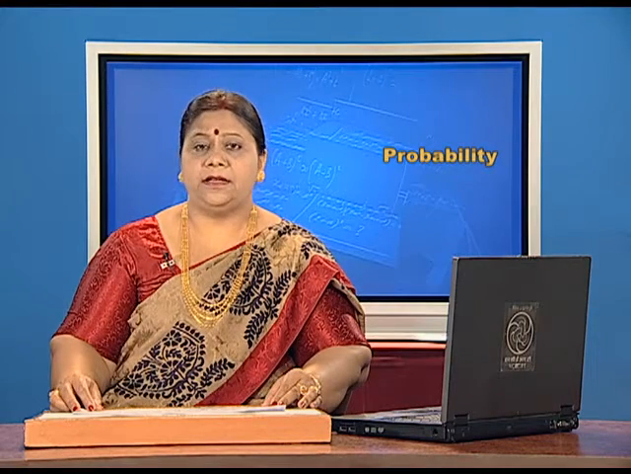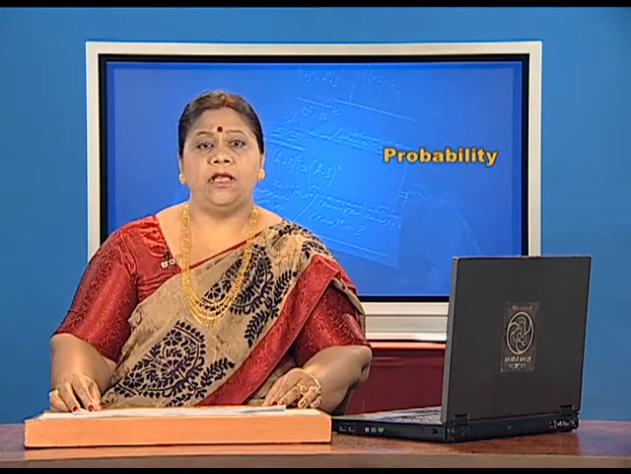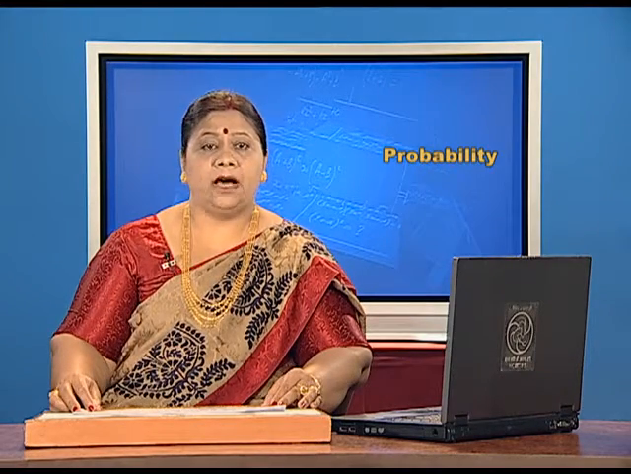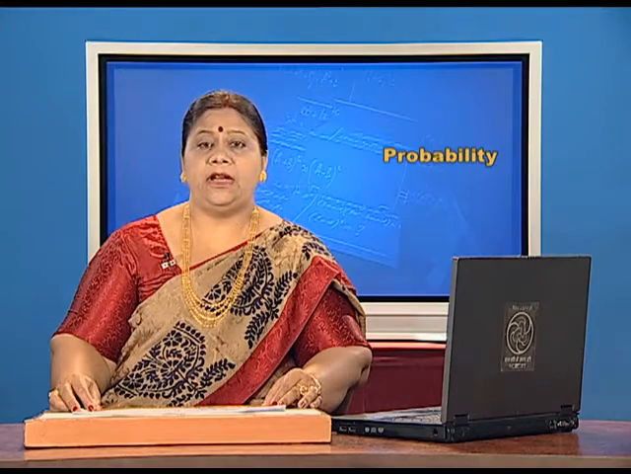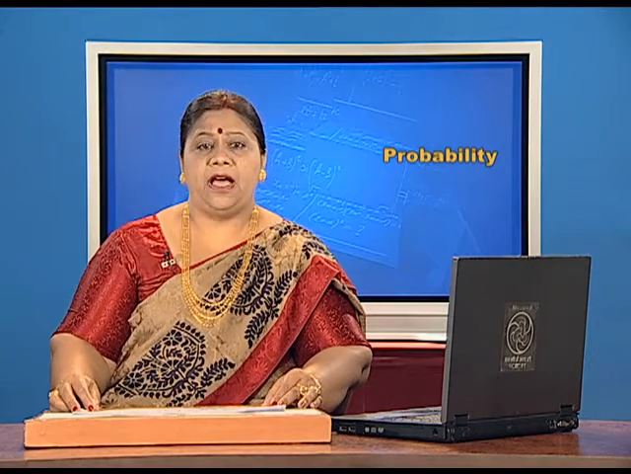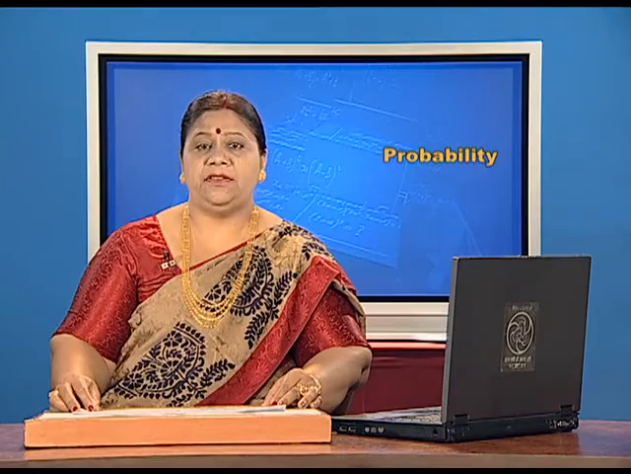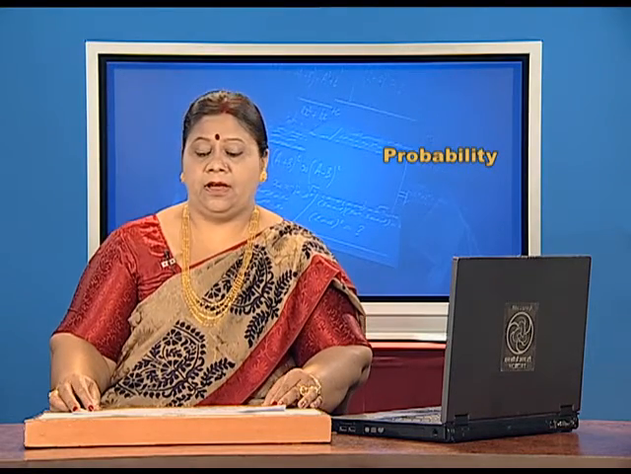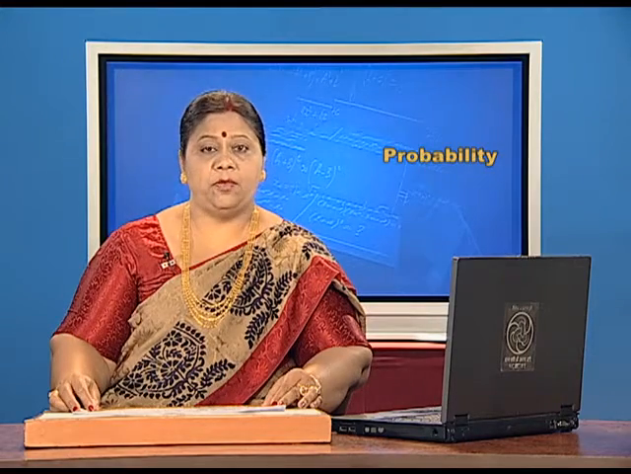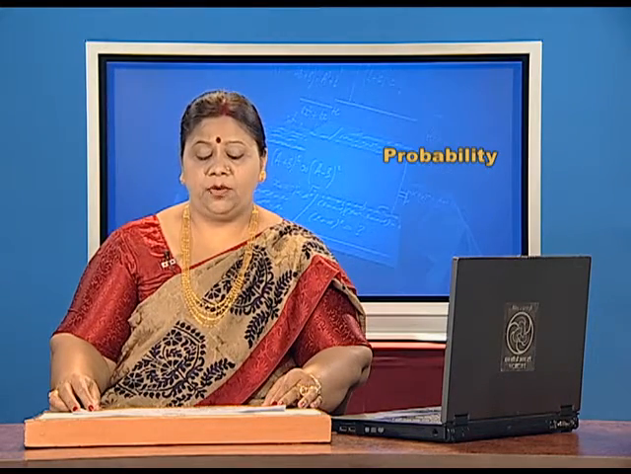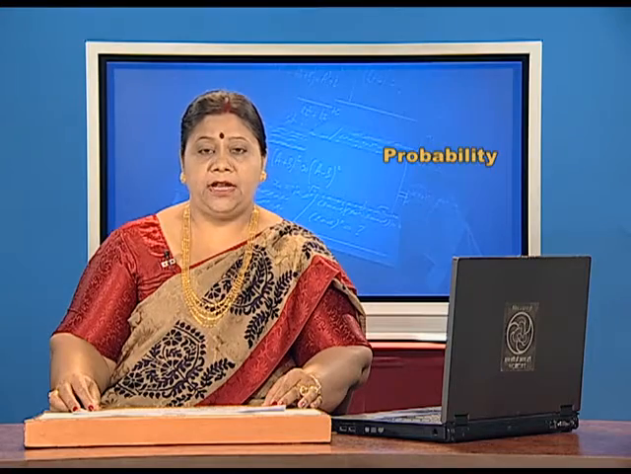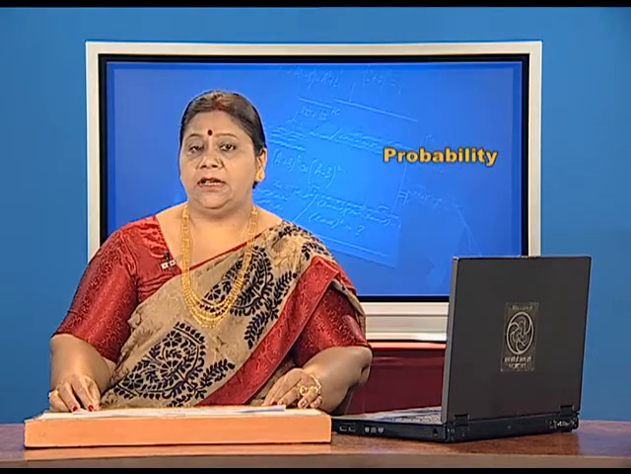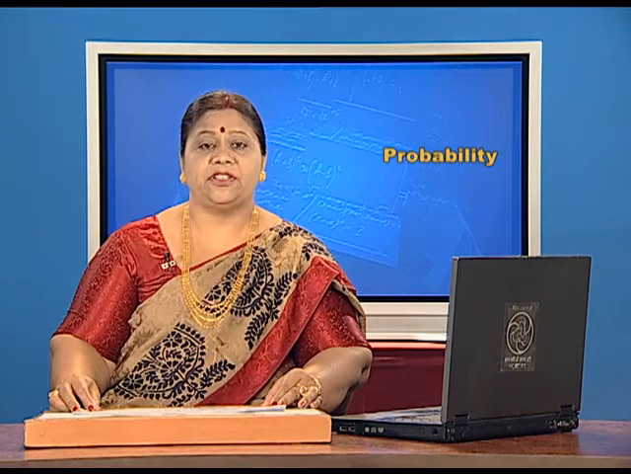In classical theory, we assume all the outcomes to be equally likely. Recall that outcomes are called equally likely when we have no reason to believe that one is more likely to occur than the other. Thus, to define probability, we used equally likely or equally probable outcomes. This is logically not a correct definition.